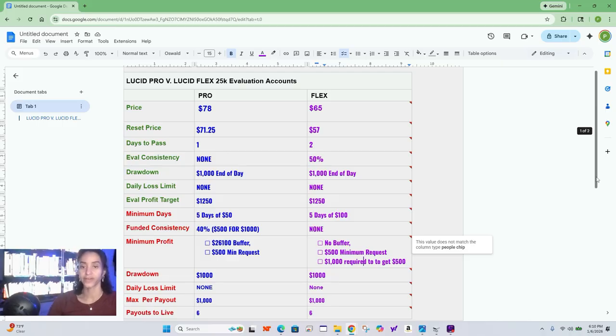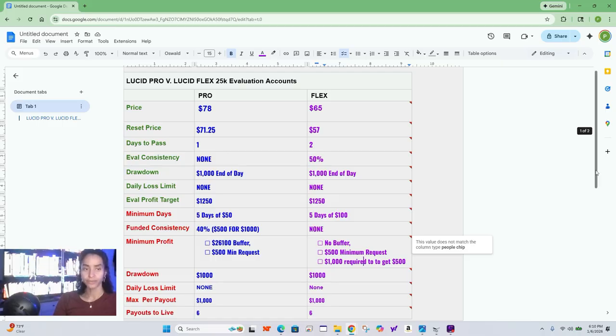Because if you make 5 days of 50, that's not going to get you anywhere. And if you make 5 days of 100, given the fact that yes, on the Flex account, 500 is the minimum payout. However, you can only request 50% of your balance. So $100 a day for 5 days does not get you where you need to go anyway.